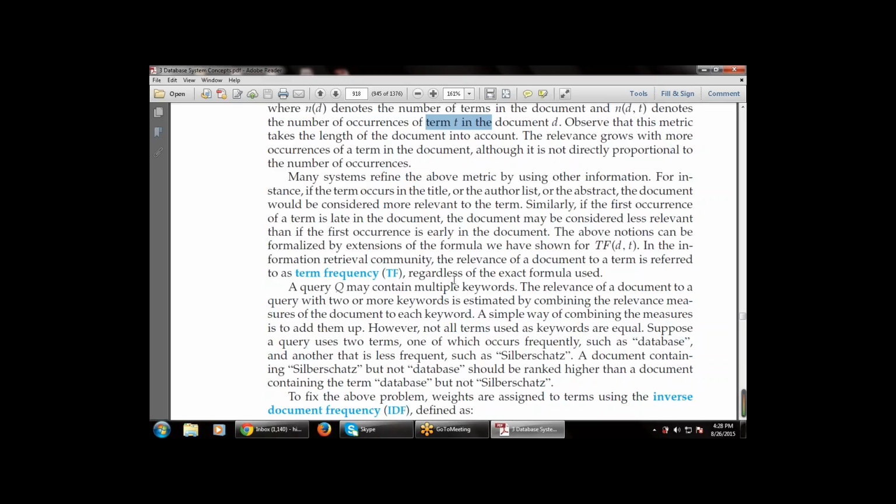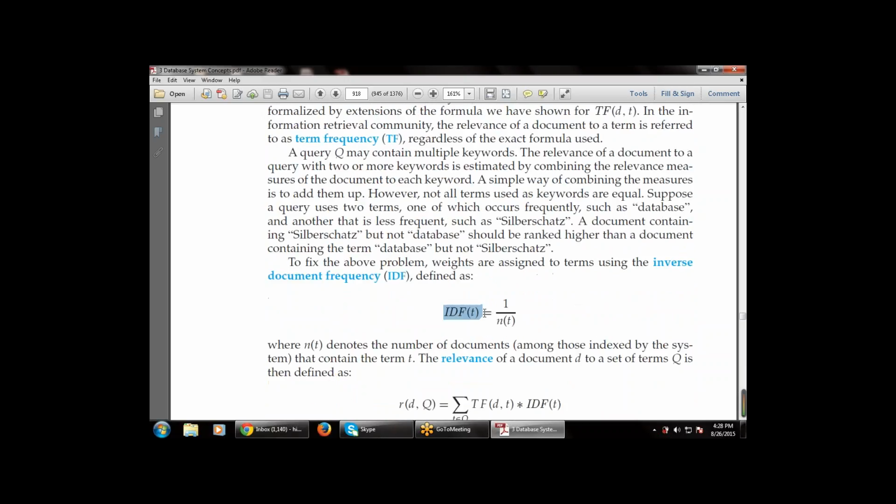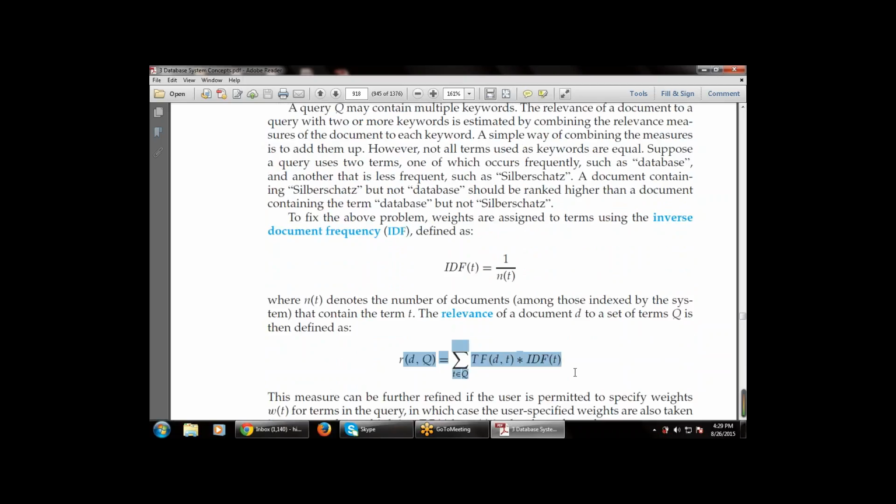And to fix the above problem, weights are also assigned to the terms using the inverse document frequency, that is the IDF, which is defined as 1 by NT, where NT denotes the number of documents that contain the term T, and the relevance of a document D to a set of terms Q is defined as this one.